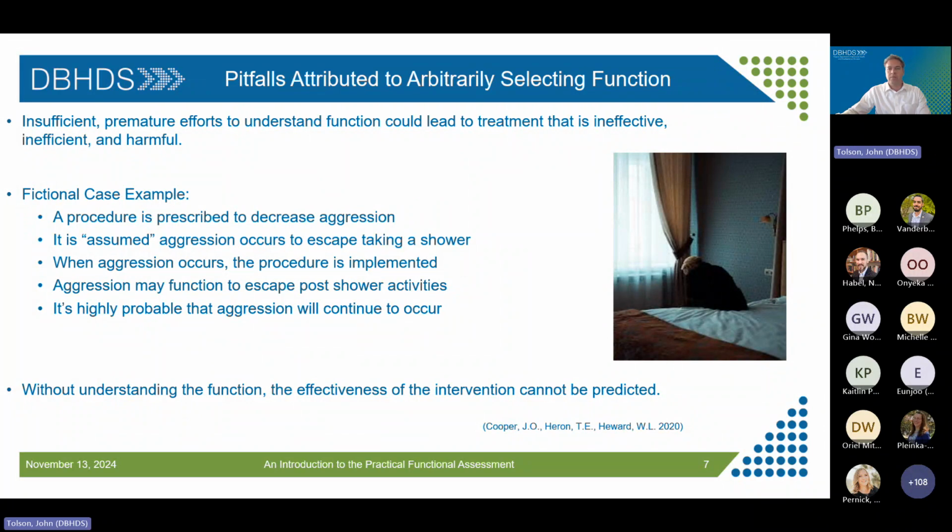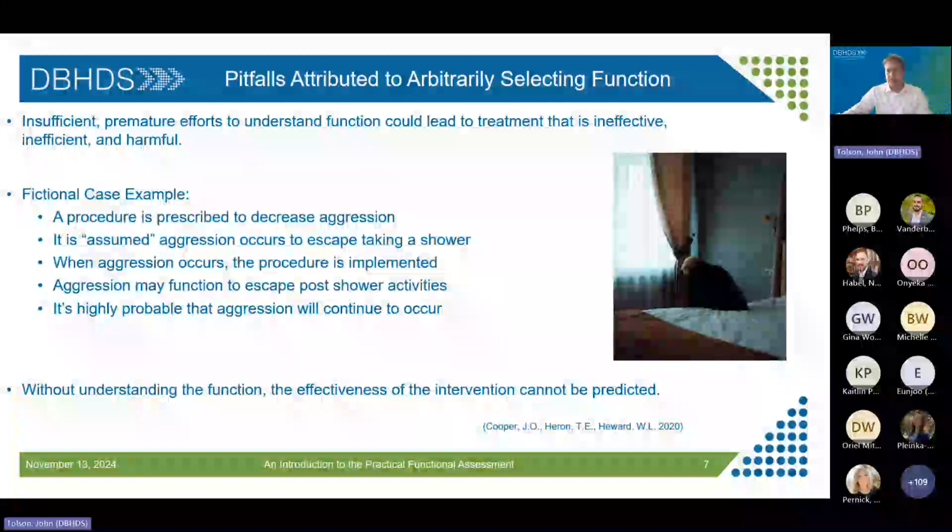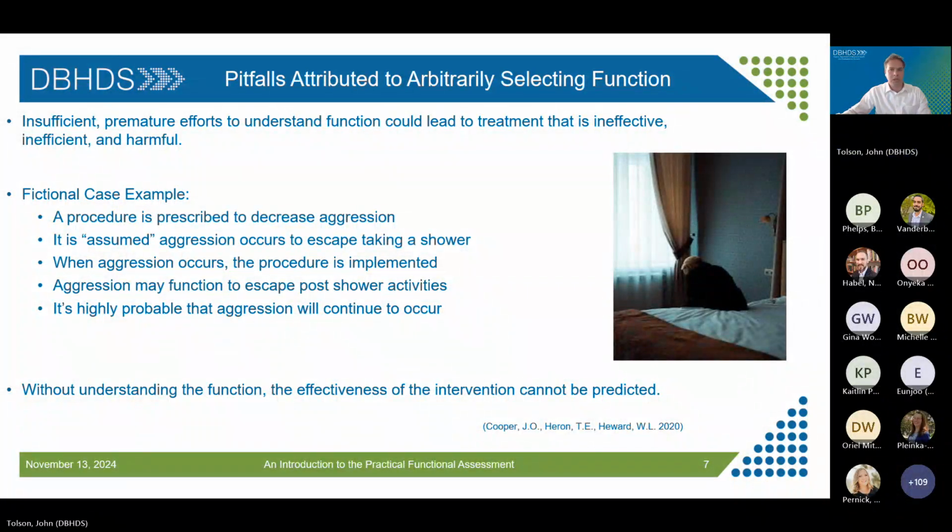However, it could be possible that the events after the shower are aversive to the individual, such as completing pre-vocational tasks, riding in a van, interacting with other people. Without understanding the relations between the consequence of postponing aversive activities in the community by escaping from them, it is highly probable that aggression will continue. Even worse, this behavior could extend to similar circumstances in the future that reinforces further reclusion.